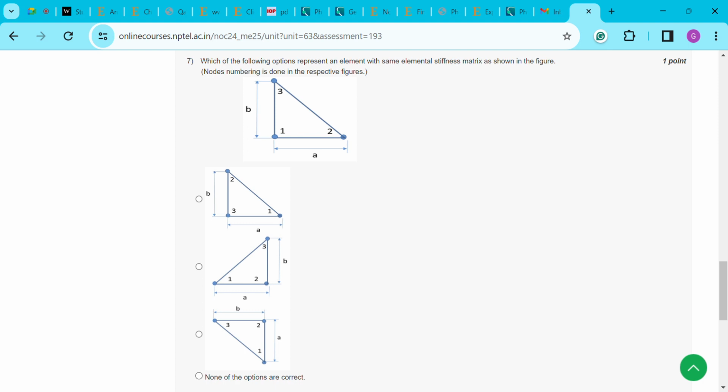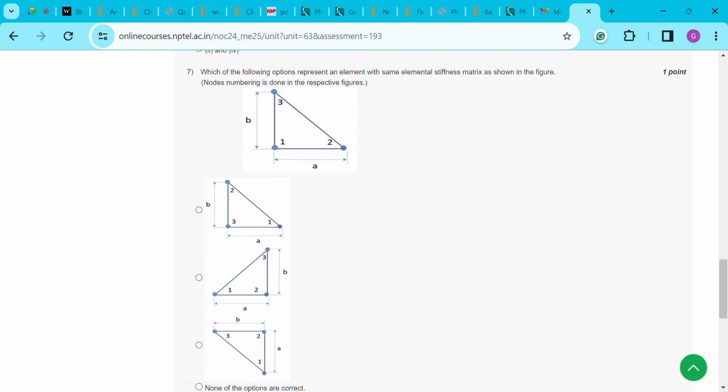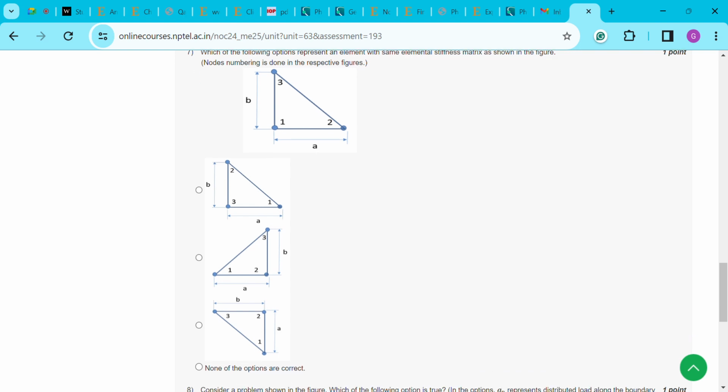So only the orientation is the same, and even if the distance is the same, let's say in option B, if the distance from 1 to 3 is B and 1 to 2 is A, then will it become the right option? Node number one is at the right angle and the others are 2 and 3, then it will match. Otherwise, no.